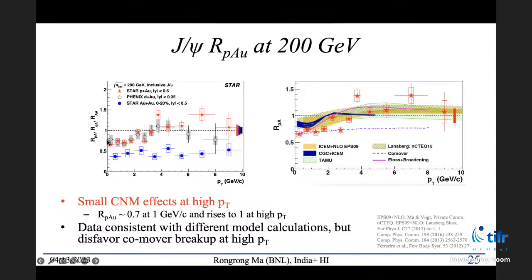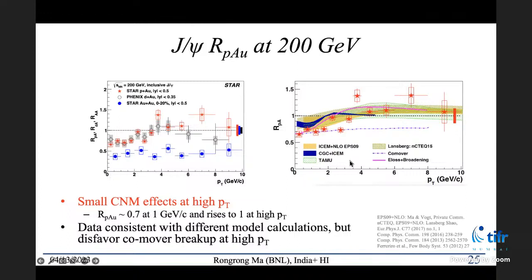As you can see, at low pT we see about 30% suppression, and above 2 to 3 GeV, the RpA is consistent with 1, which means that the cold nuclear matter effect is actually quite small at high pT. On the right-hand side, we can compare our measurement to different model calculations.